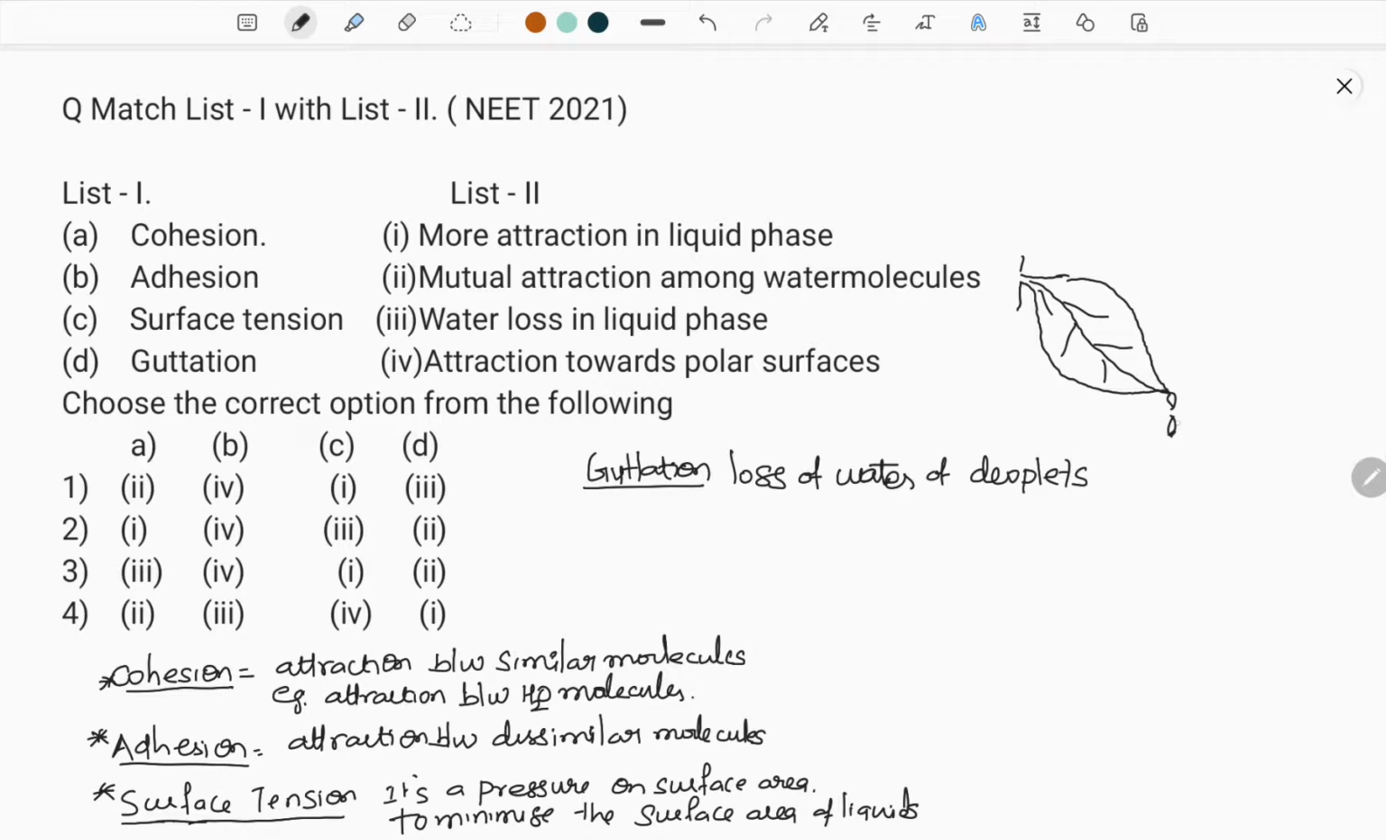In fact, guttation is an example of root pressure. What is root pressure? The positive hydrostatic pressure created inside the plant due to high salt concentration, due to absorption of water from soil at a high pace, is called root pressure. It's a positive hydrostatic pressure, and this root pressure results in guttation.